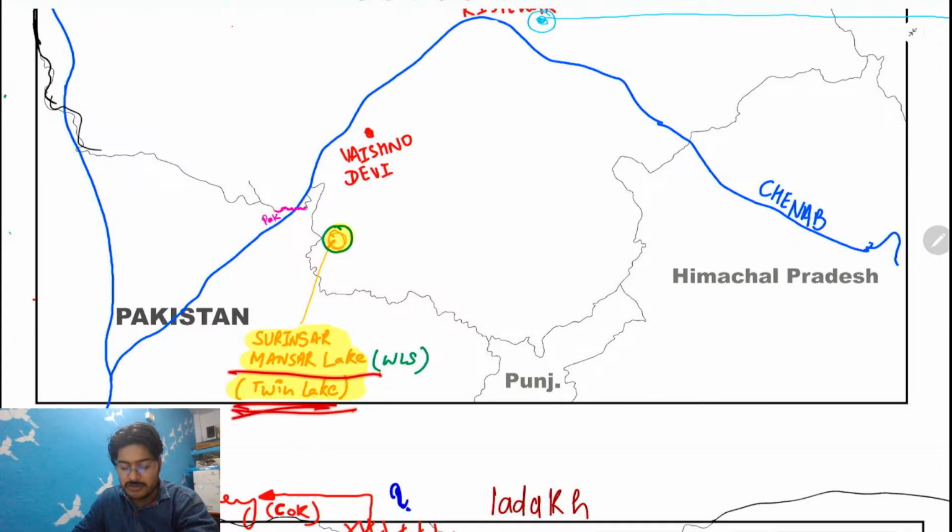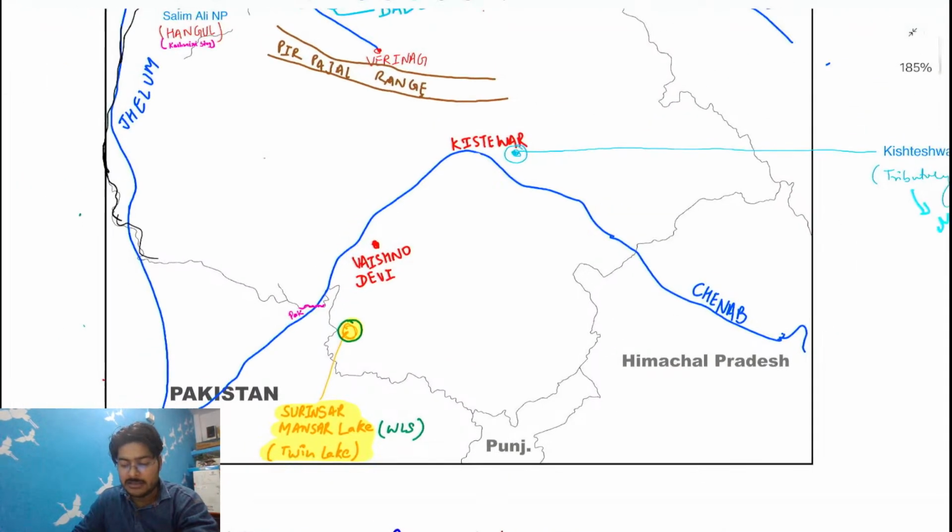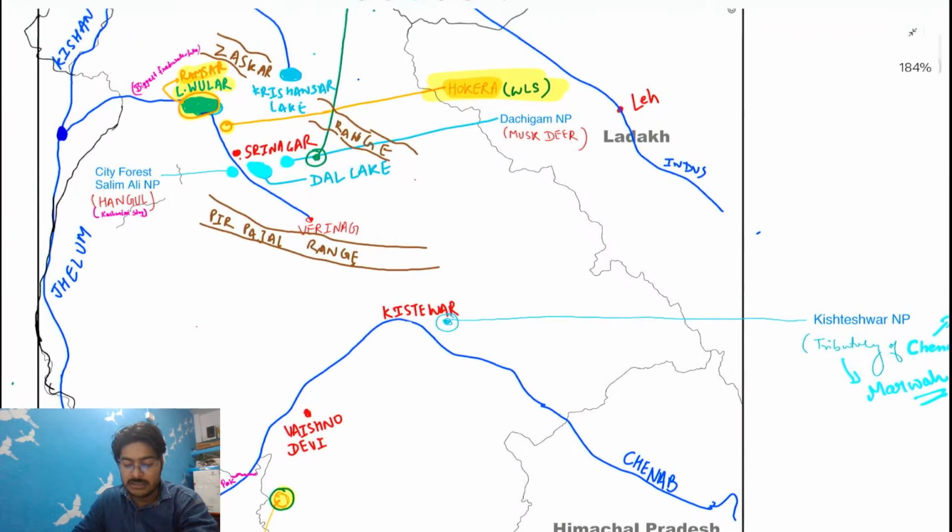And here we have Surinsar Mansar Lake. ठीक है ना? It is known as the Twin Lake. ठीक है ना? It is also a wildlife sanctuary. Surinsar Mansar Lake और Surinsar Mansar Wildlife Sanctuary. So this is about the JNK.